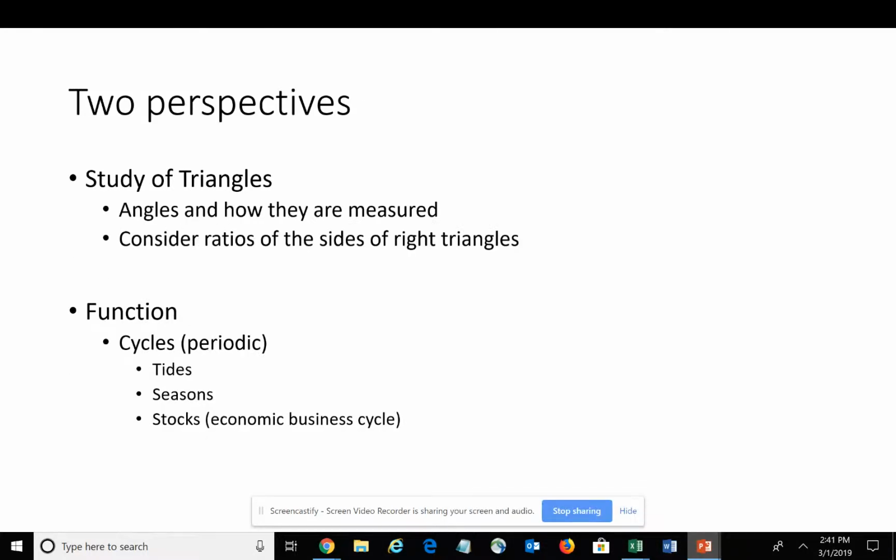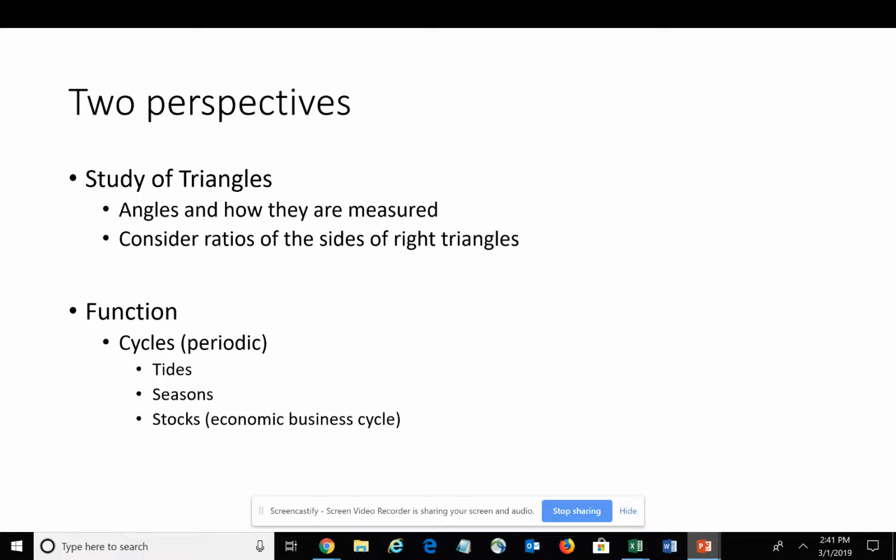So there are two primary perspectives of trigonometry, and we're going to focus on both throughout the course. We start out initially looking at it from the perspective of triangles and focusing on the study of triangles, how angles are created, how they're measured. And we also begin to look at the ratios of the sides of right triangles, which again is the first primary use that was developed by the Greeks.